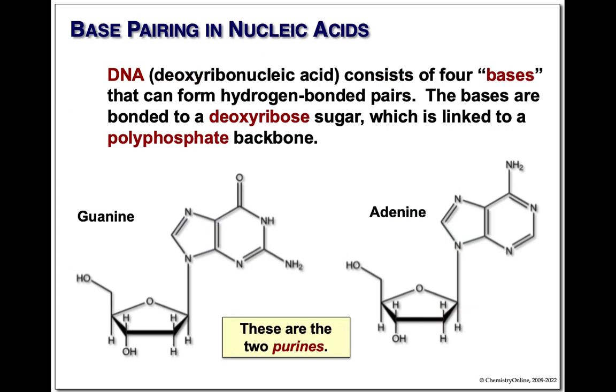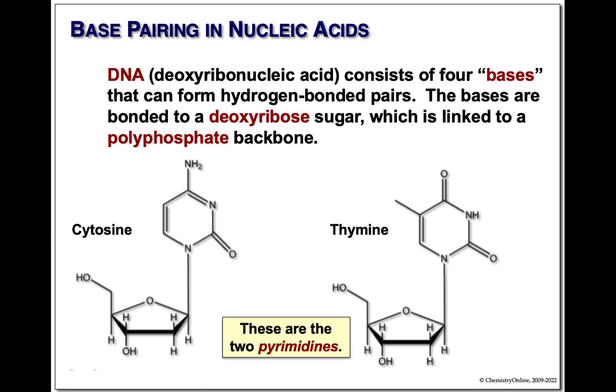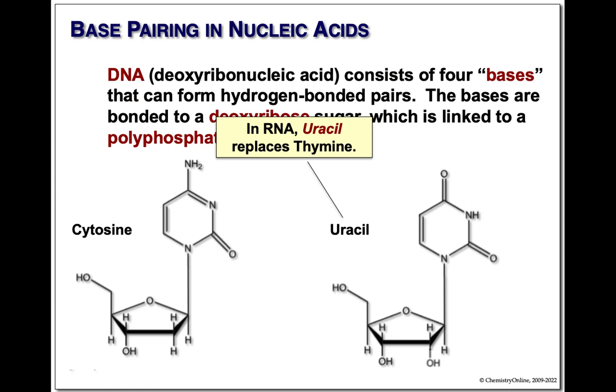The things that are attached to the ring, we have what are called purines and pyrimidines. These are our two purines, A and G, adenine and guanine. These are the pyrimidines, cytosine and thymine. One more difference in RNA as opposed to DNA. Instead of thymine, we have uracil, where the methyl group is missing. And of course, we have the OH.